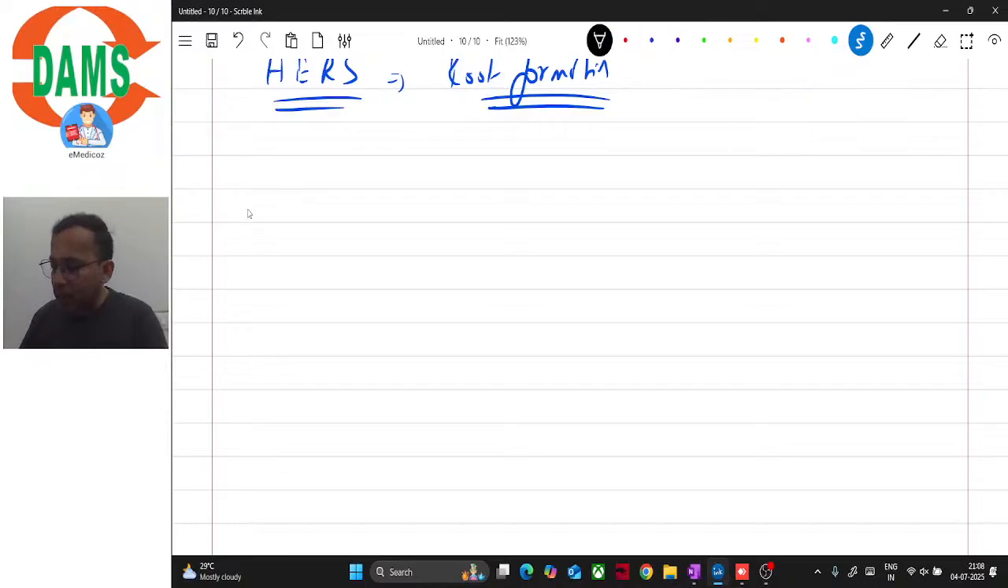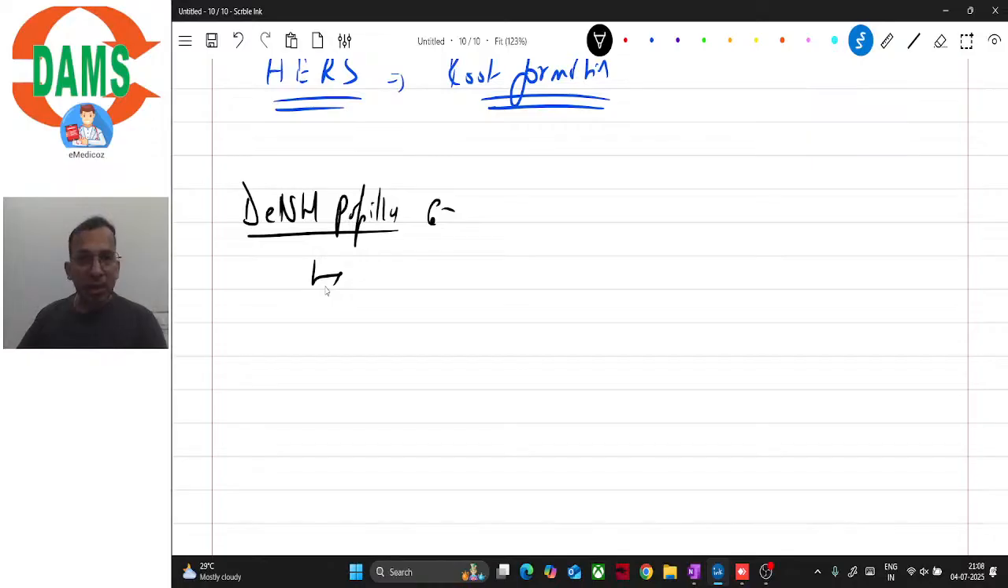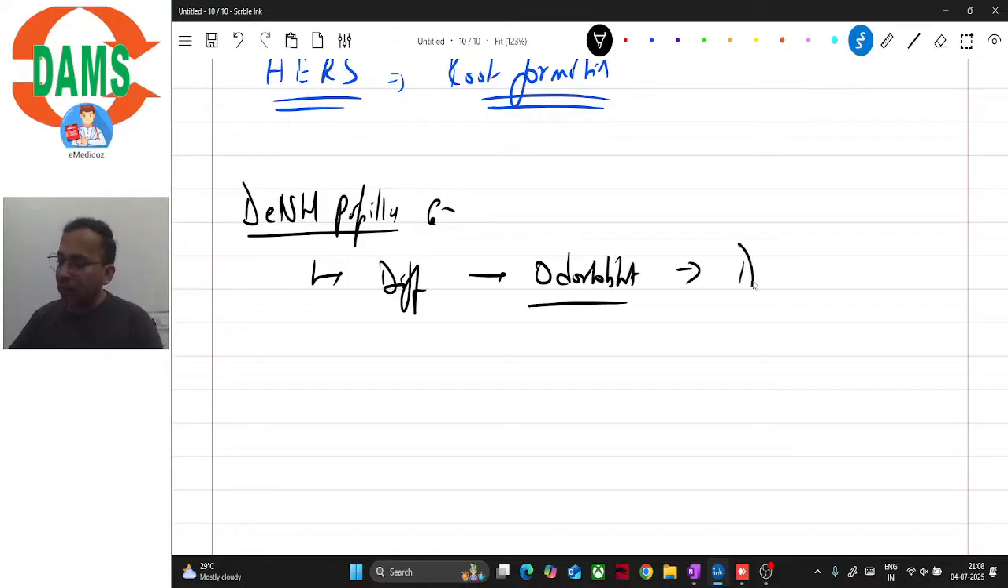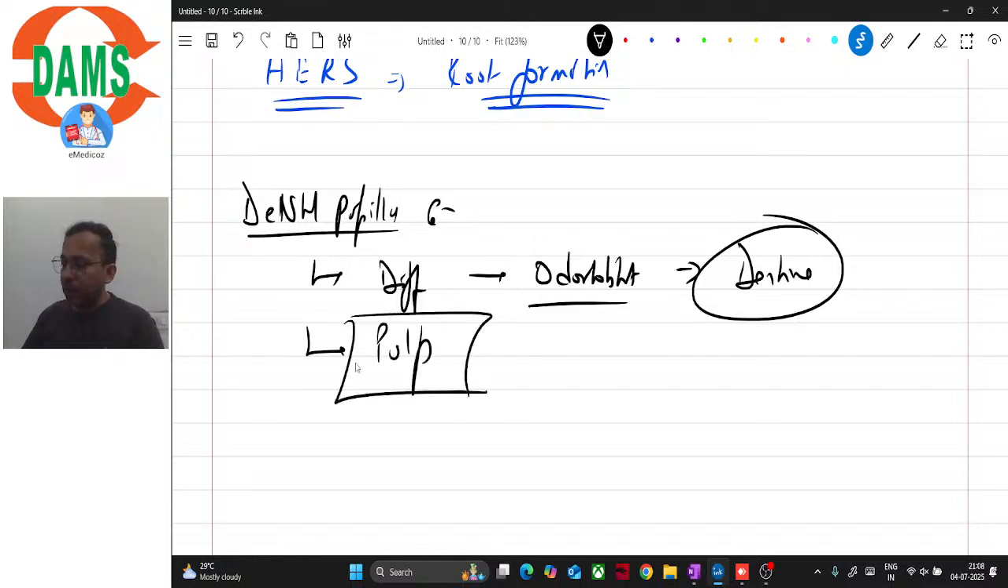Now what is the role of the dental papilla? We had two other components, dental papilla and dental sac. What is the role of dental papilla? This to be studied in amelogenesis. The dental papillary cells differentiate to form odontoblast, and this odontoblast will form dentine. So this is the first tissue that forms from dental papilla. Another is it forms pulp. So these two tissues, that is dentine and pulp, they are formed by dental papilla.